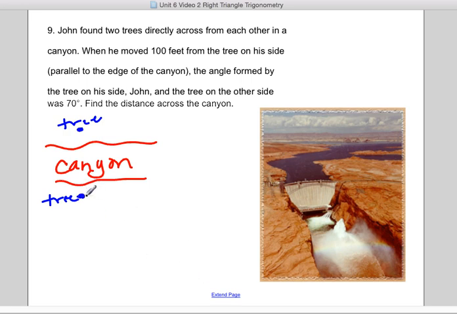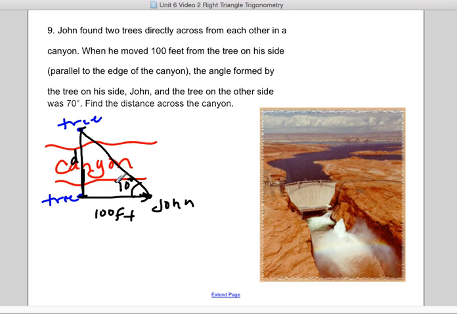He moved 100 feet away from his tree. On his side, parallel to the edge of the canyon, so it means he was walking the same direction as the canyon. The angle formed by the tree on his side and the tree on the other side was 70 degrees. So when he's looking at this tree, this is an angle of 70 degrees. So this is where John is now. Find the distance across the canyon. So we are trying to find this distance. I'm going to call it D. Okay? You're going to have a problem like this, so make sure you feel comfortable setting this one up.